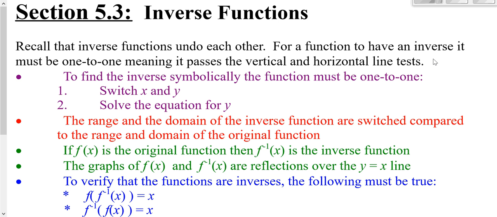So in other words, a parabola, a quadratic, is not a one-to-one function because it does not pass the horizontal line test, because a horizontal line would cross it more than once. So basically, if you're looking at it symbolically with your functions or equations, you switch x and y, and then you solve it for y, and that tells you what your inverse function is.